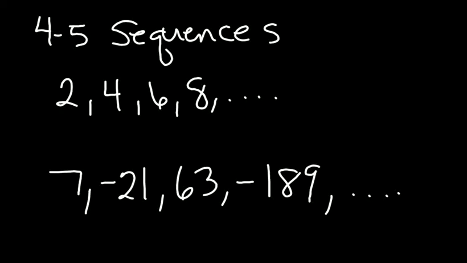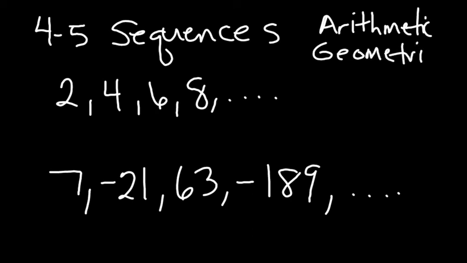4-5, sequences. Sequences just mean patterns, but there's two kinds of sequences. There's arithmetic sequences and there's geometric sequences. Arithmetic, geometric. Here's the difference. Arithmetic sequences is when you're adding or subtracting to get to the next number. Geometric sequences is when you're multiplying or dividing to get to the next number.